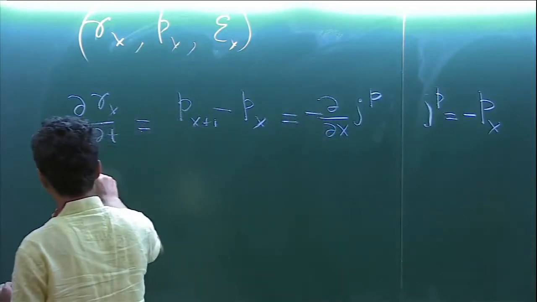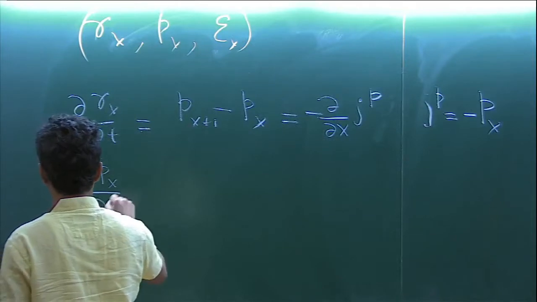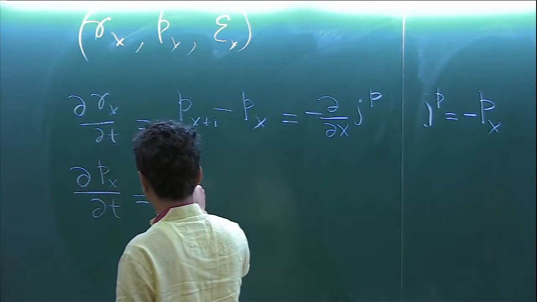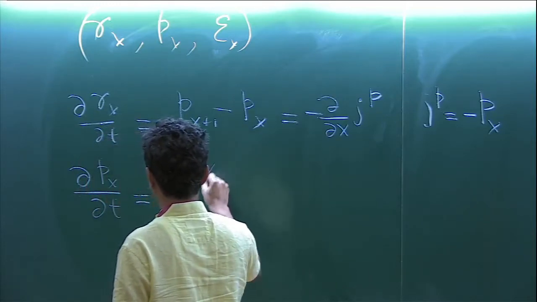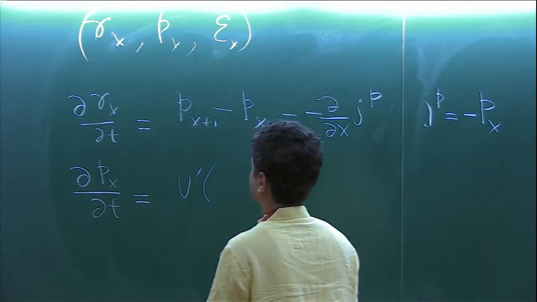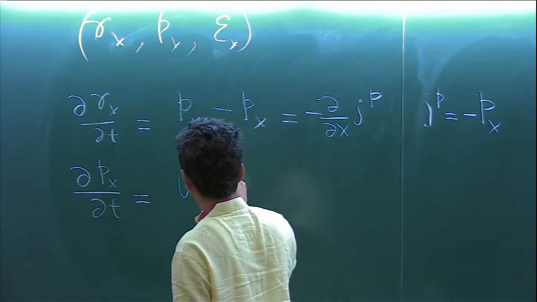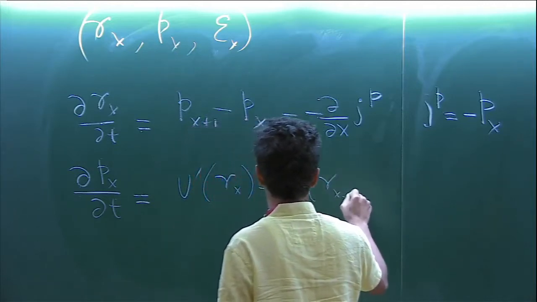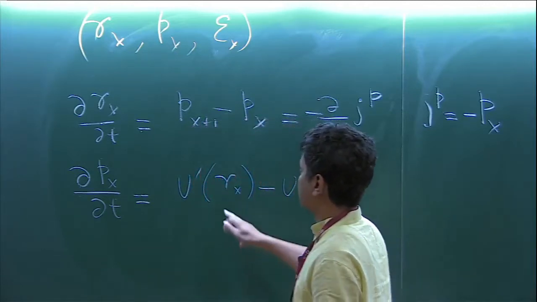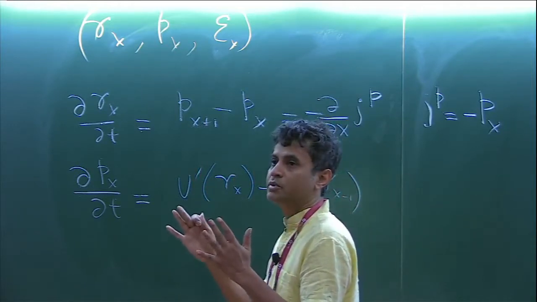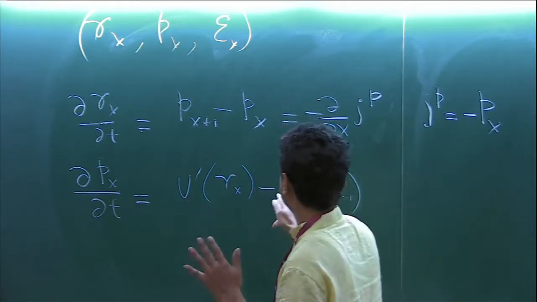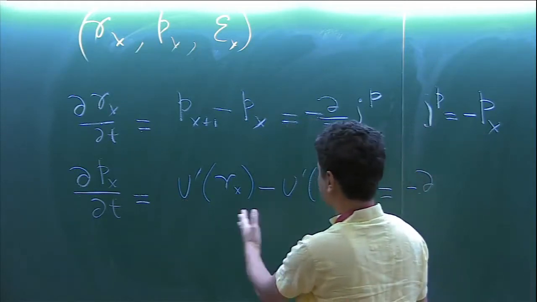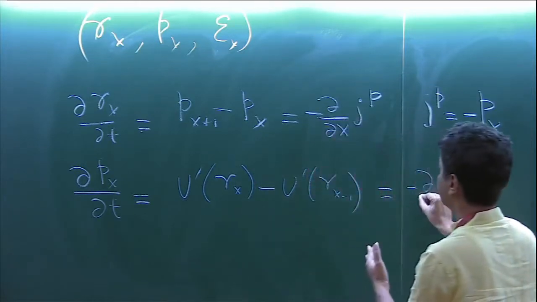Then I can write what is del Px by del t. Just from the equations of motion, we know that this is given by minus del H by del Qx, so this is U prime of Rx minus U prime of Rx minus 1. Now U prime of Rx is just the force between particles, which is like the pressure. So this is again in gradient form, between two sides.